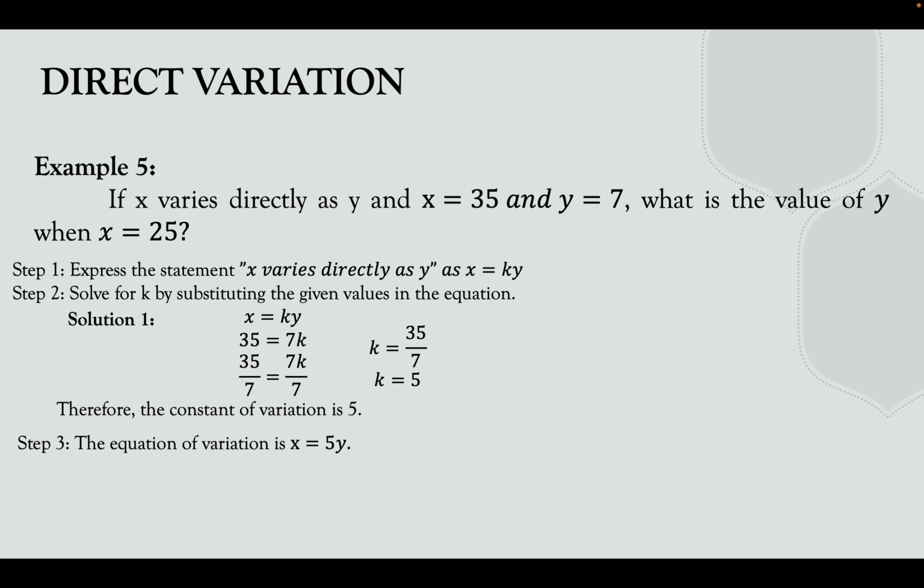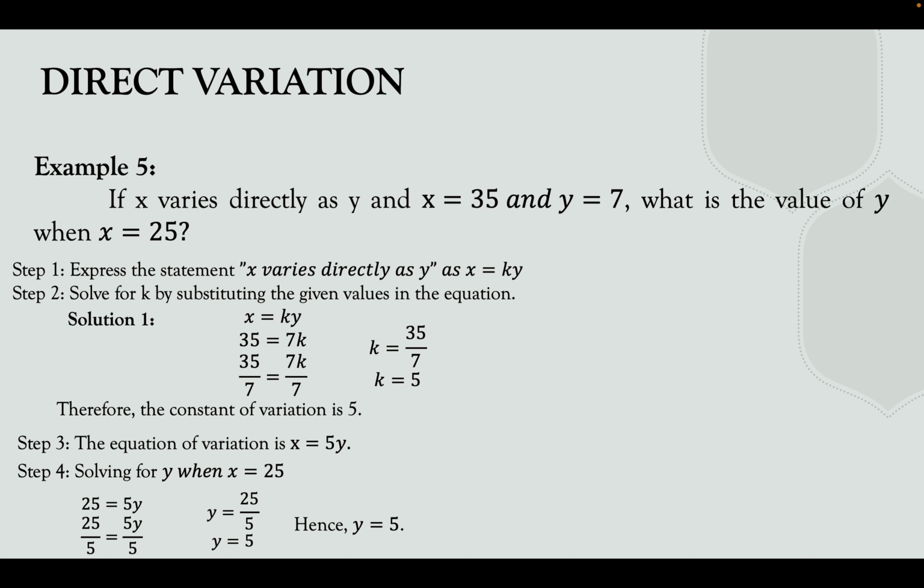So we have here the constant of variation is 5. So the equation of variation now is x equals 5y, or 5 times y. Now we need to solve for the missing y. We will use the equation of variation x equals 5 times y, and substitute the value of x, that is 25. So we have 25 equals 5 times y. Divide both sides by 5, and we get y equals 25 divided by 5, which is 5. Hence, y equals 5.